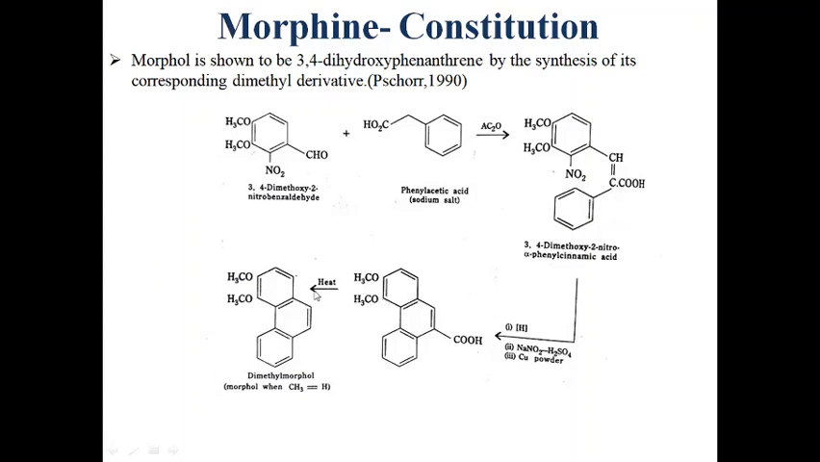Next, on heating it, decarboxylation takes place, resulting in the formation of dimethyl morphol containing 2 methyl groups. So this synthesis is very helpful in determining the structure of morphine, because as we know now that morphol is 3,4-dihydroxyphenanthrene, and this is 3,4-dimethoxyphenanthrene.